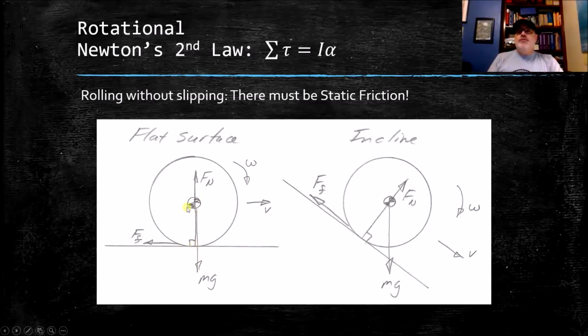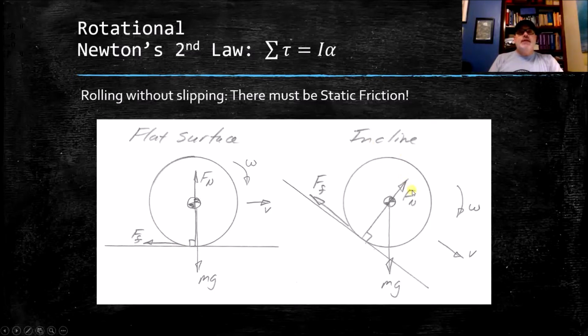Now, when this tries to rotate, omega, as it rolls to the right, then there has to be a torque to make it rotate about the center of mass. And the normal force and the gravity force cannot do this because they pass right through the center of mass, the pivot point, so they don't have a lever arm. So there's no torque from them. So the only one that's producing any torque is the friction down here.